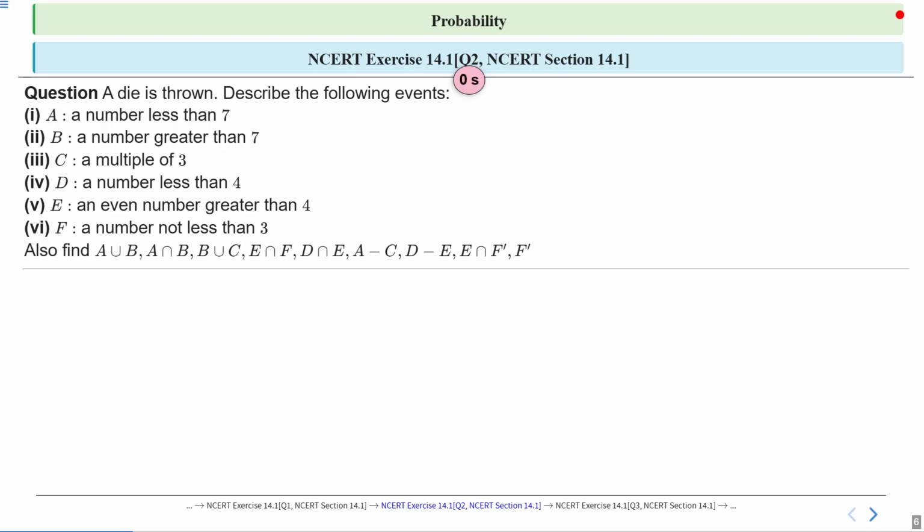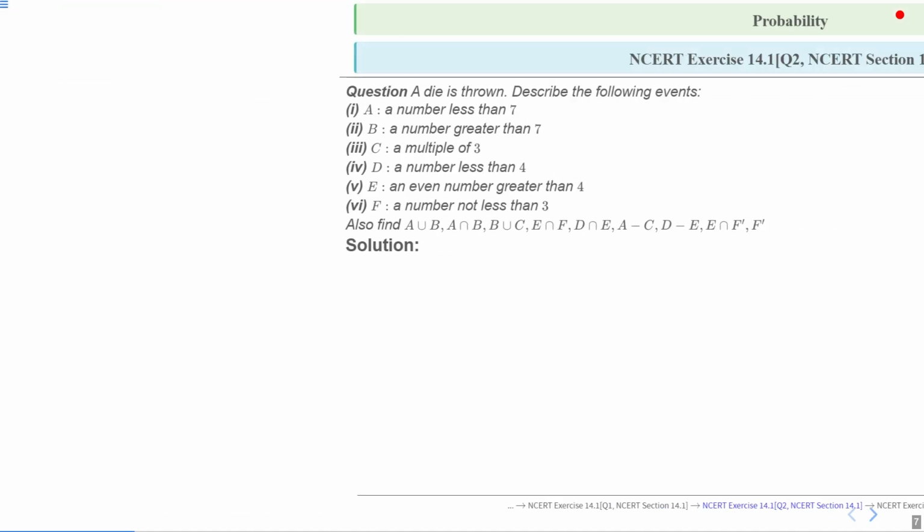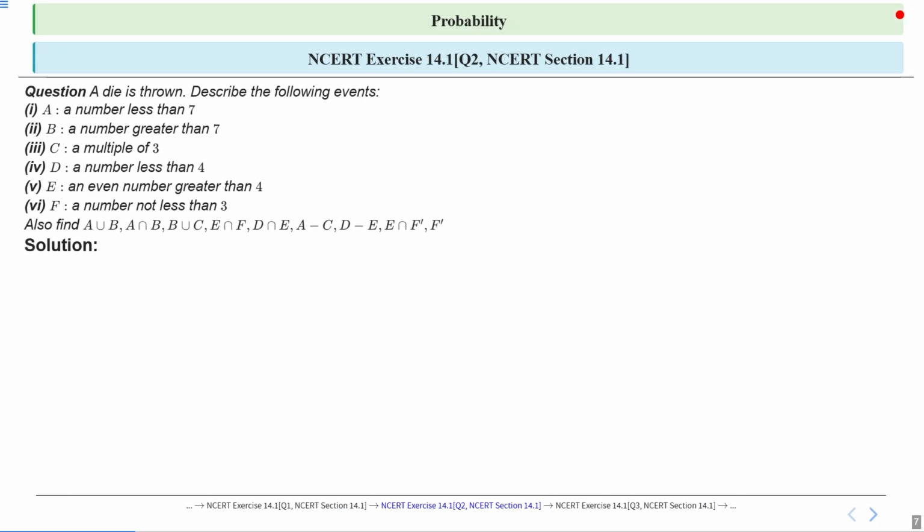Okay, students, now we will solve this question. When a die is thrown, the corresponding sample space is given by S equal to the set {1, 2, 3, 4, 5, 6}. So the sample space contains the elements 1, 2, 3, 4, 5, and 6, if we throw a die.